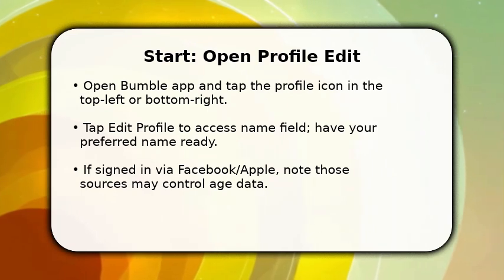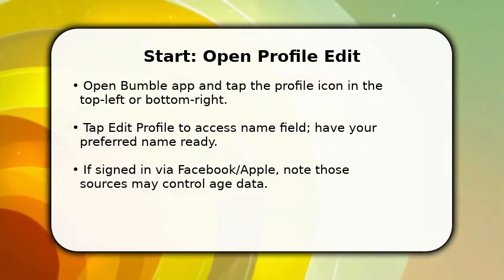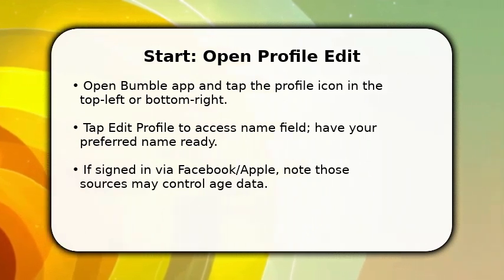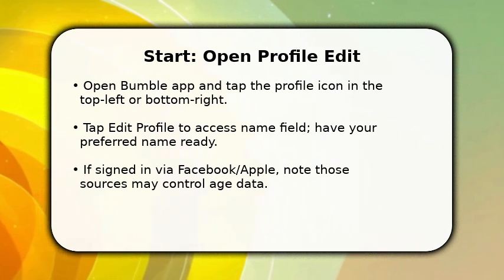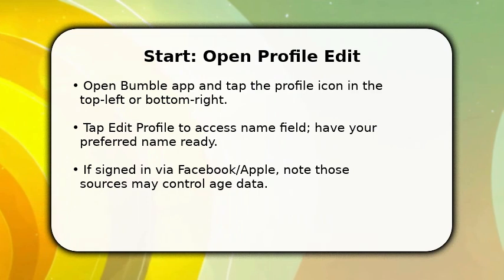You start by opening Bumble and going straight to Edit Profile. Tap your avatar and choose Edit Profile now. You can change your display name in the name field immediately, so type the exact name you want and save the change. Once done, make sure to note how you signed up.